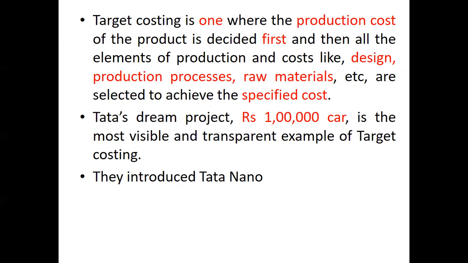Let us see, Tata's dream project was the rupees 1 lakh car. Okay, it means Tata decided to launch one car within 1 lakh rupees. It is the most visible and transparent example of target costing. It was the example of target costing, and on the basis of this 1 lakh, they launched the Nano car. Okay, so on the basis of target costing, they have also decided the product.